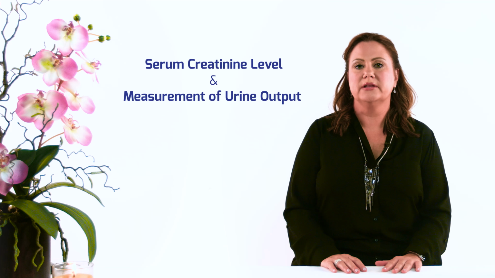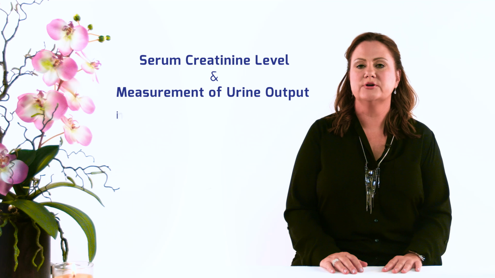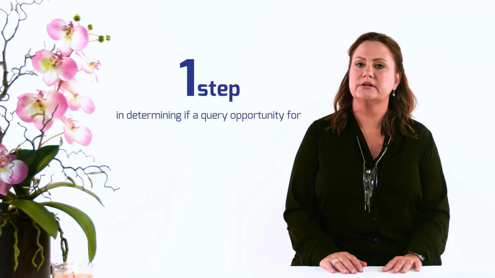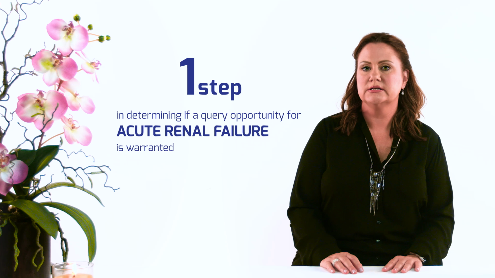The serum creatinine level and measurement of urine output is the first step in determining if a query opportunity for acute renal failure is warranted. An increase in BUN can be due to many other conditions, so it is not used very often as a supporting clinical indicator for acute renal failure. An increase of creatinine of 0.3 is an acceptable clinical indicator. The trick to applying this measurement is knowing the patient's baseline creatinine.